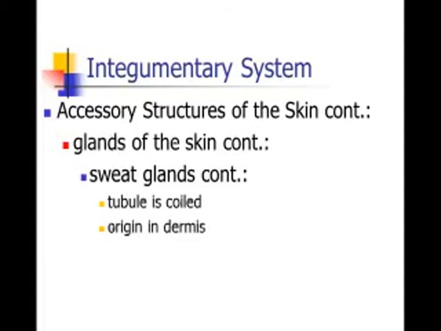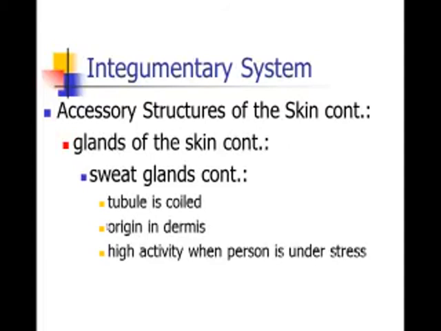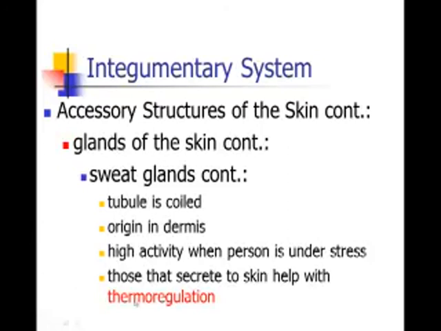The origin of these sweat glands is in the dermis, and they become active under a couple of conditions. One is when you're under stress, for example, when you're taking a quiz or an exam. Those glands also secrete when you're hot, and the secretion goes directly to the skin. That secretion then is going to evaporate. That takes energy away from the skin, and that helps us with thermoregulation. Some animals don't have very many sweat glands, and those animals have more difficulty thermoregulating.